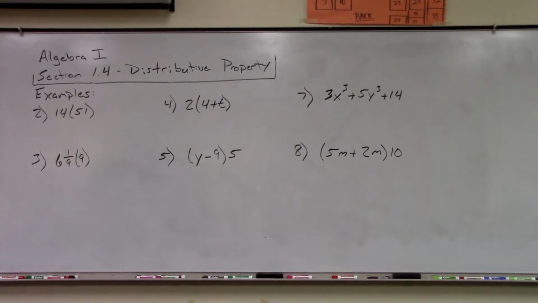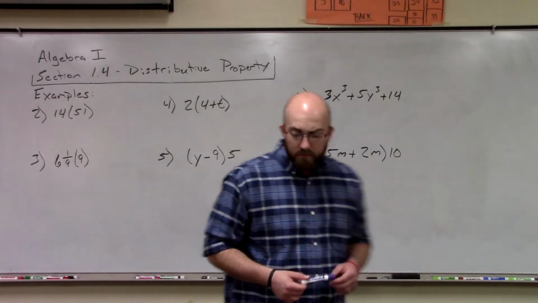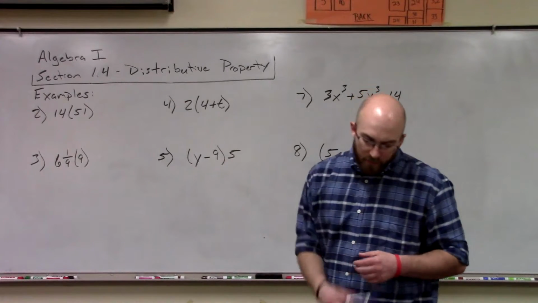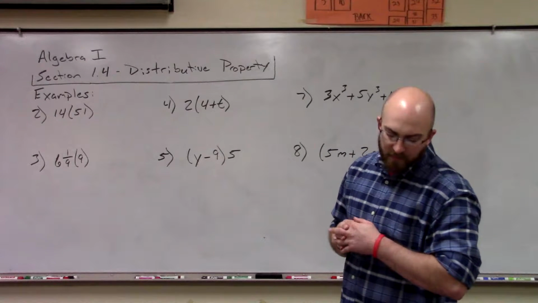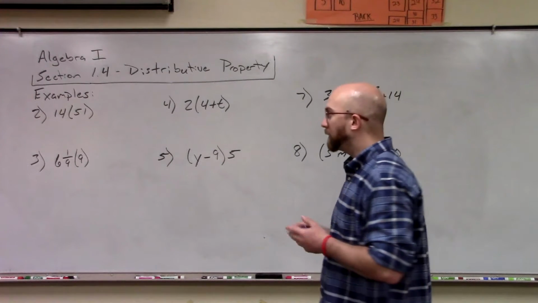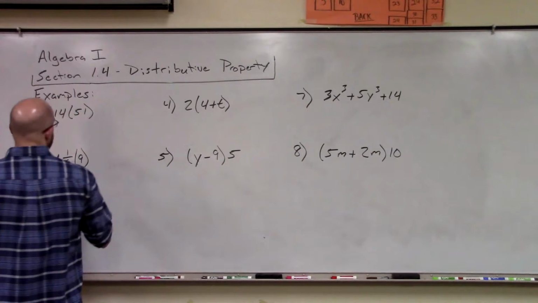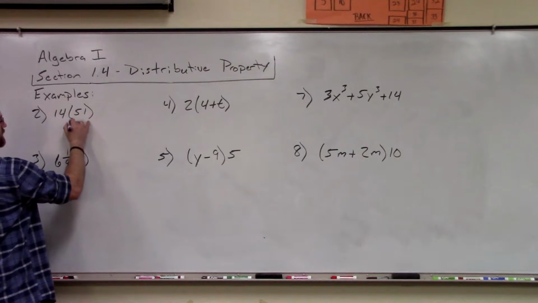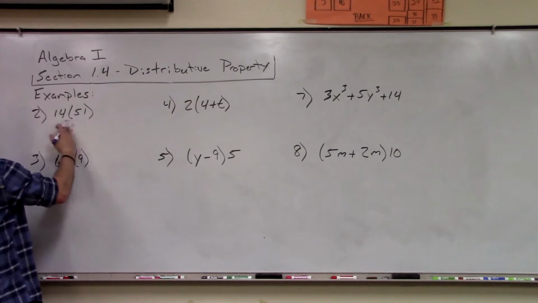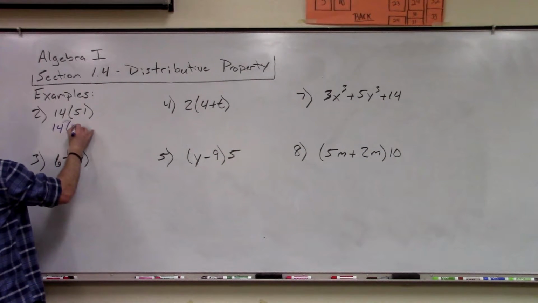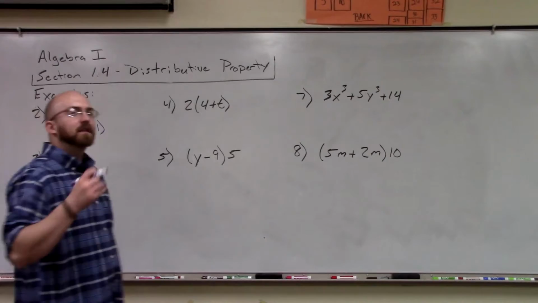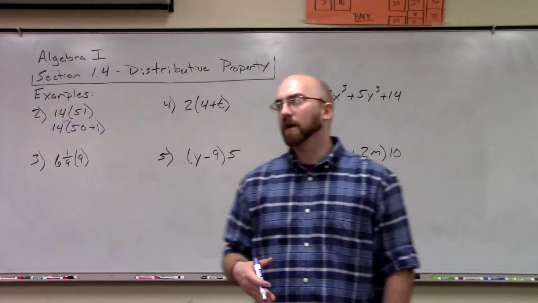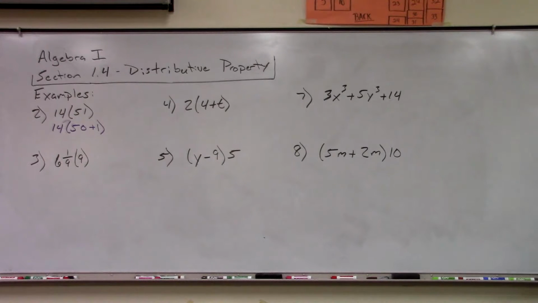Okay, so let's do some examples from 1.4. So, first one is number 2, and the instructions in the book that I'm using say, use the distributive property to rewrite each expression, then evaluate. So we want to use the property. So basically, what they're looking for is to rewrite this as, I'm going to go down, 14 times (50 plus 1). I know, it seems counterintuitive, but the idea is to get practice of using the distributive property. So now we just go 14 times 50, which is 700, I believe.